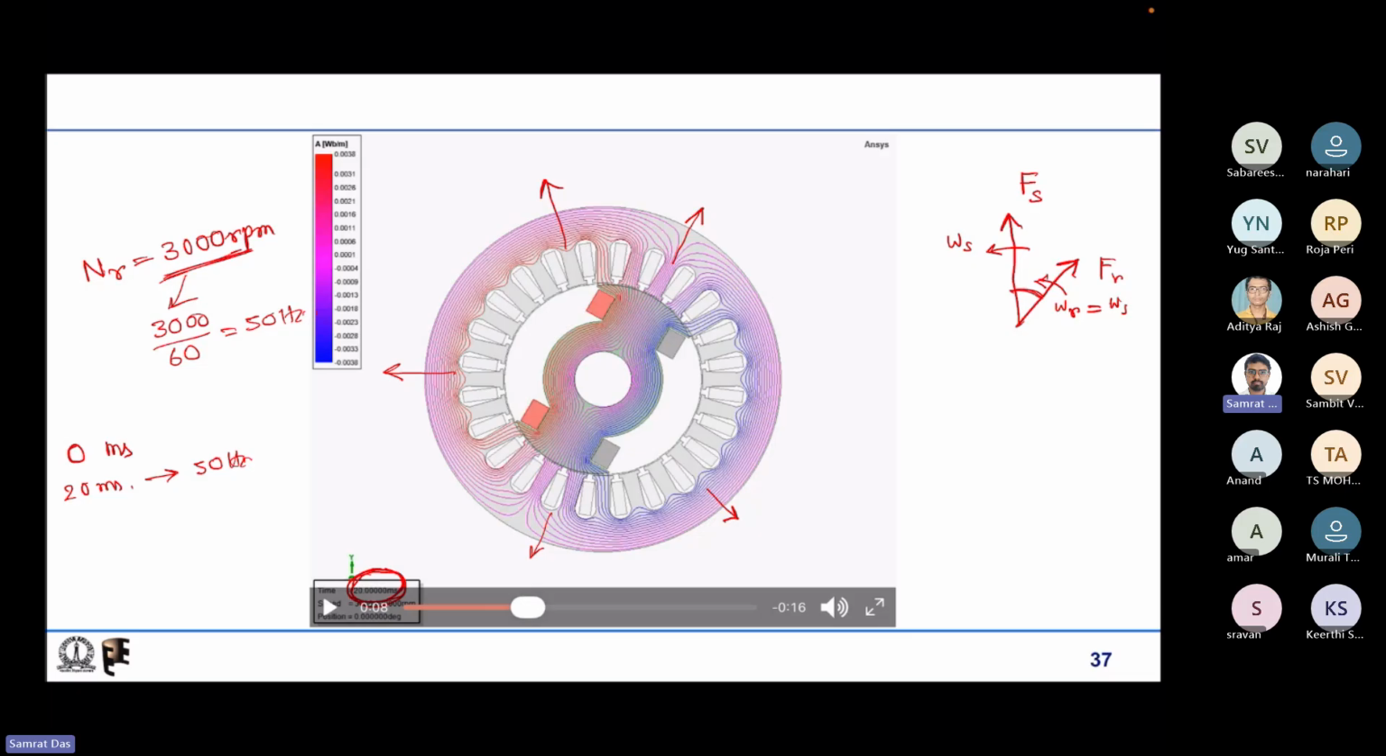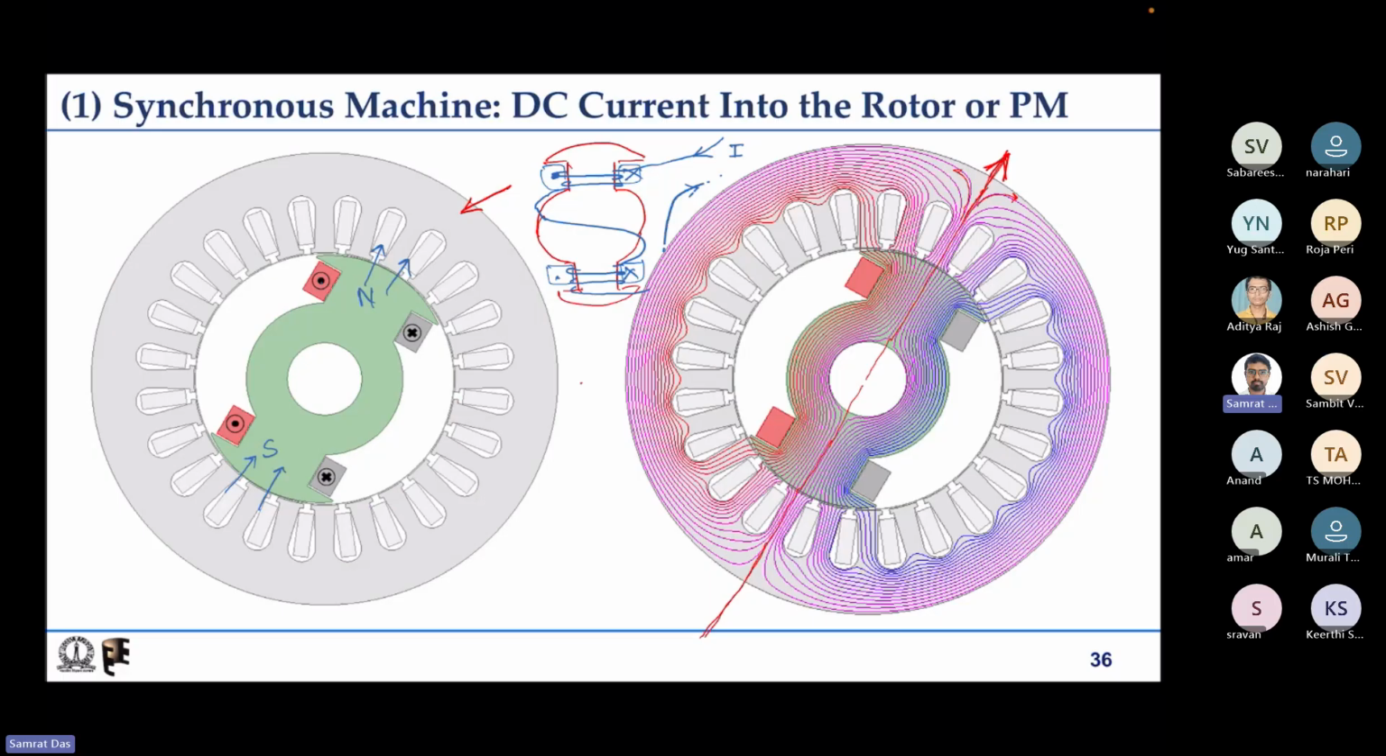If we think in these terms, we can create a rotating magnetic field by distributing the winding and then injecting three phase current into it. That will produce a rotating magnetic field that we know. Now we can inject DC current into the rotor. We can make some winding on the rotor and inject DC current into it. That produces a stationary magnetic field in the rotor.